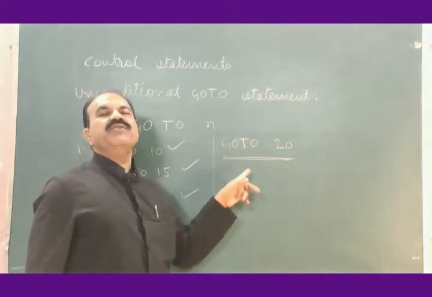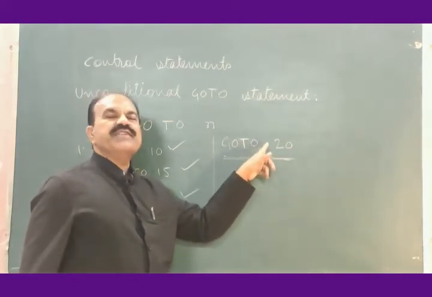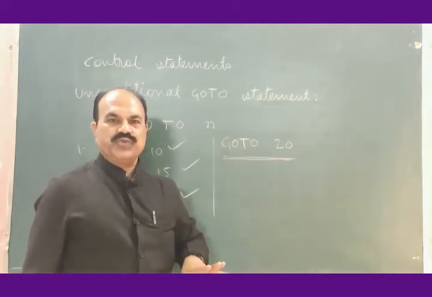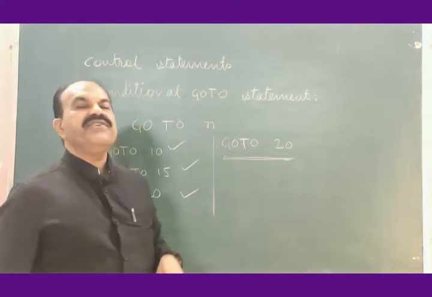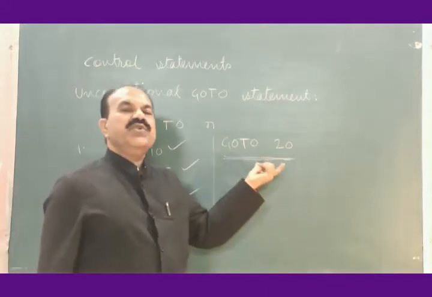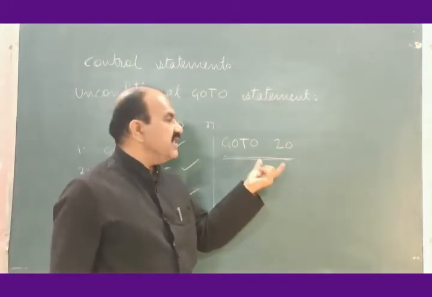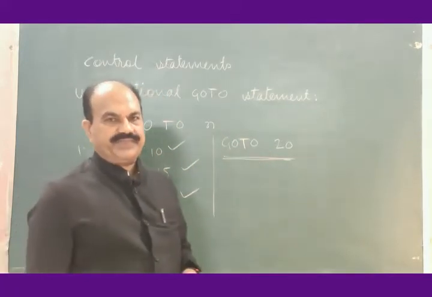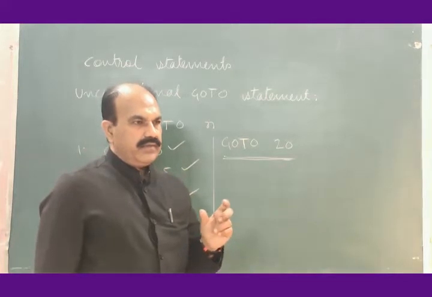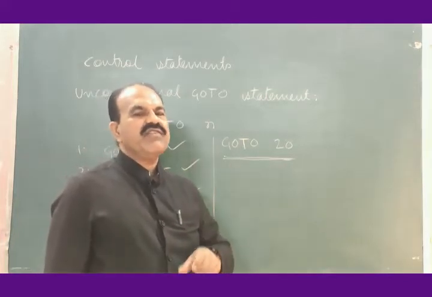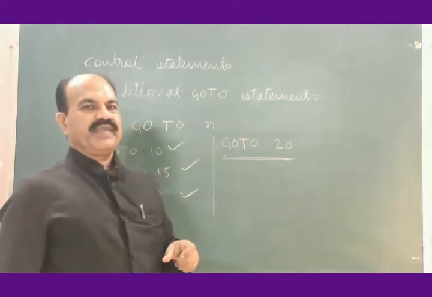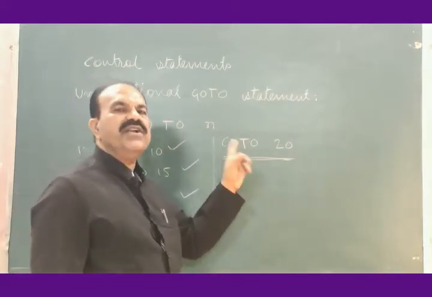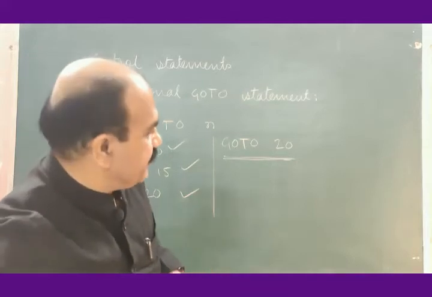No space between GO and TO. There is one space between GO TO and the statement number. So whenever we use the unconditional go-to statement, we shall always use it in this format. Let us construct one small program explaining the use of this unconditional go-to statement.